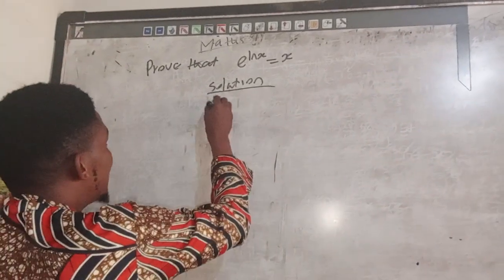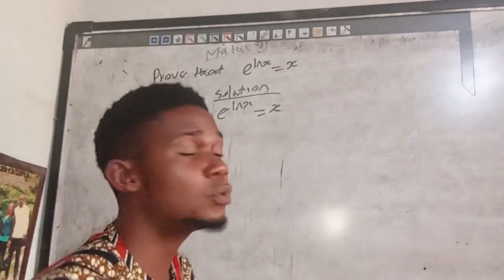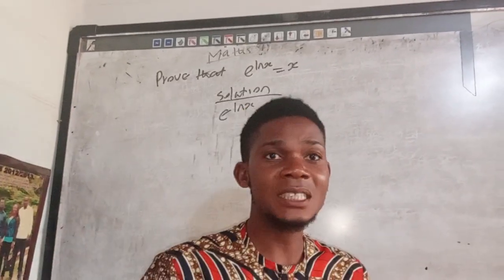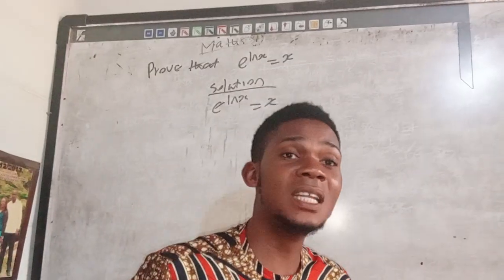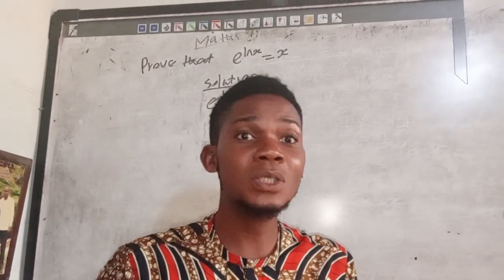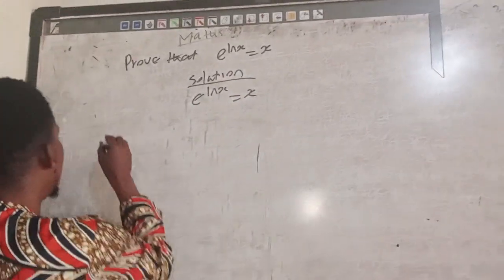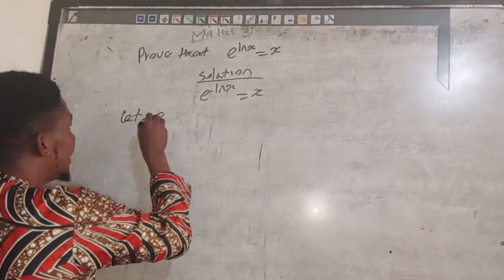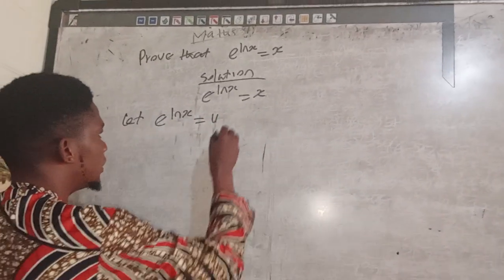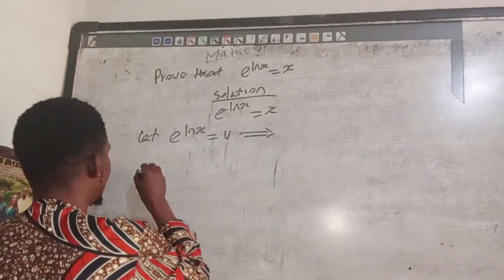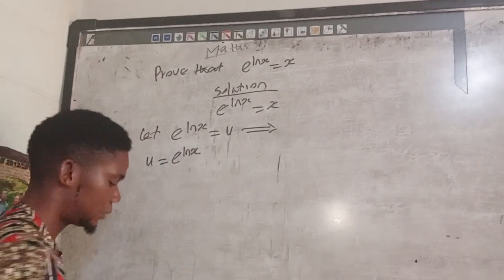Now to prove that e raised to ln x is equal to x, what we do is say let e raised to ln x be equal to u, or you can say let it be equal to z. You put any other letter to use and justify. So let e raised to ln x equal u. It implies that u gives us e raised to ln x.